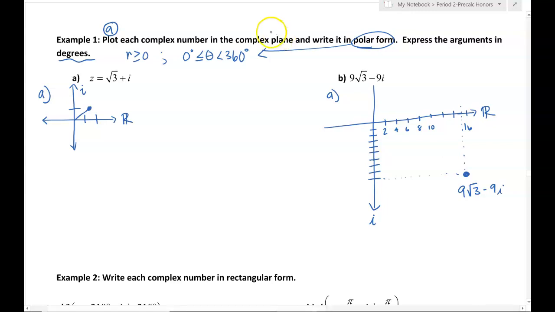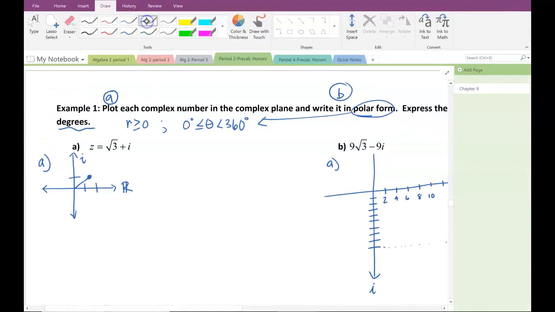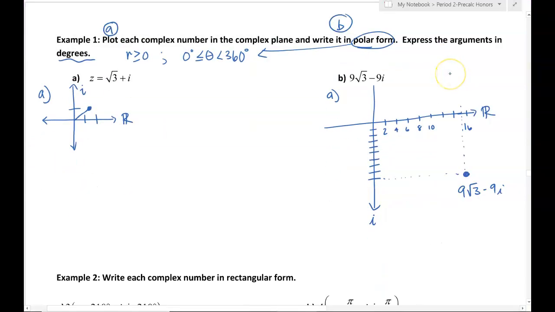Then part B says, now write it in polar form. So let's go and do part B. How about if I use a different color for part B? Cool, okay. So part B, we would have the polar form z equals radius times cosine of your angle plus I sine of your angle. Radius got to be positive, so let's find the radius.